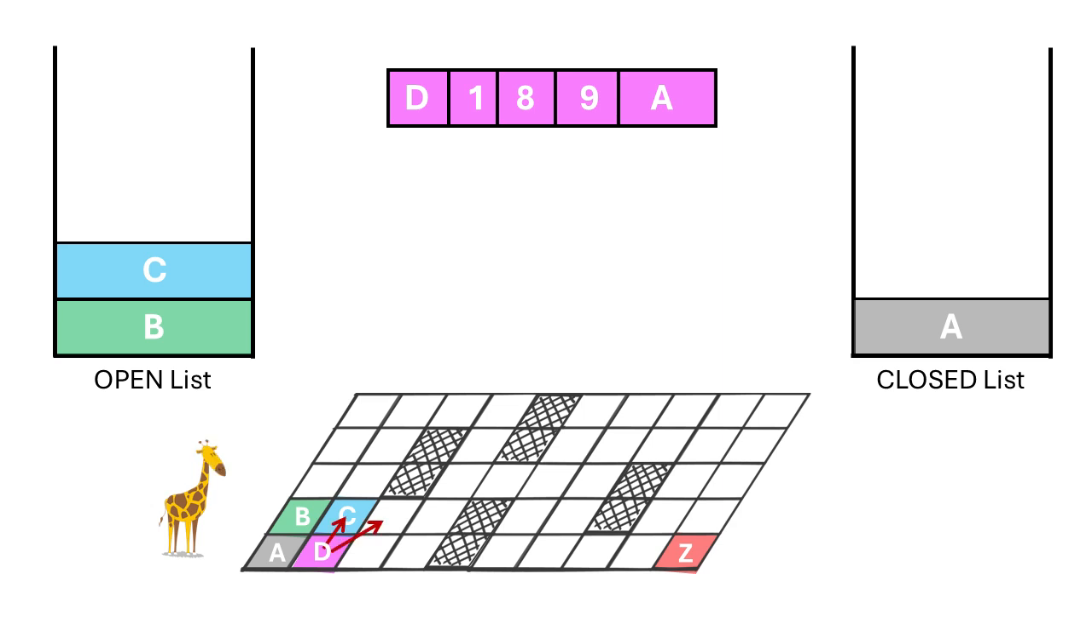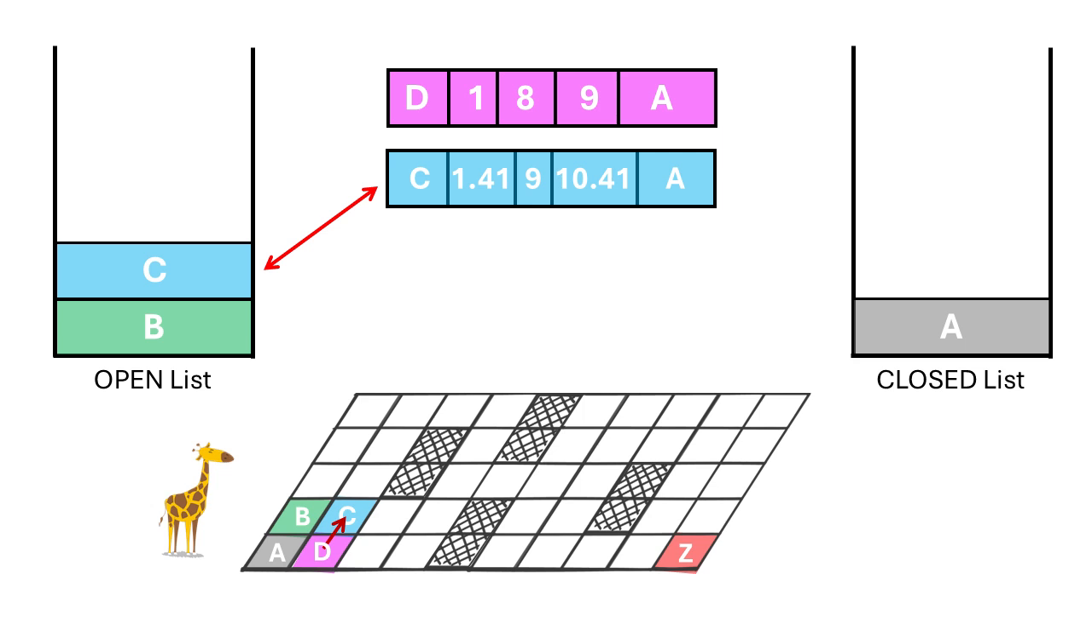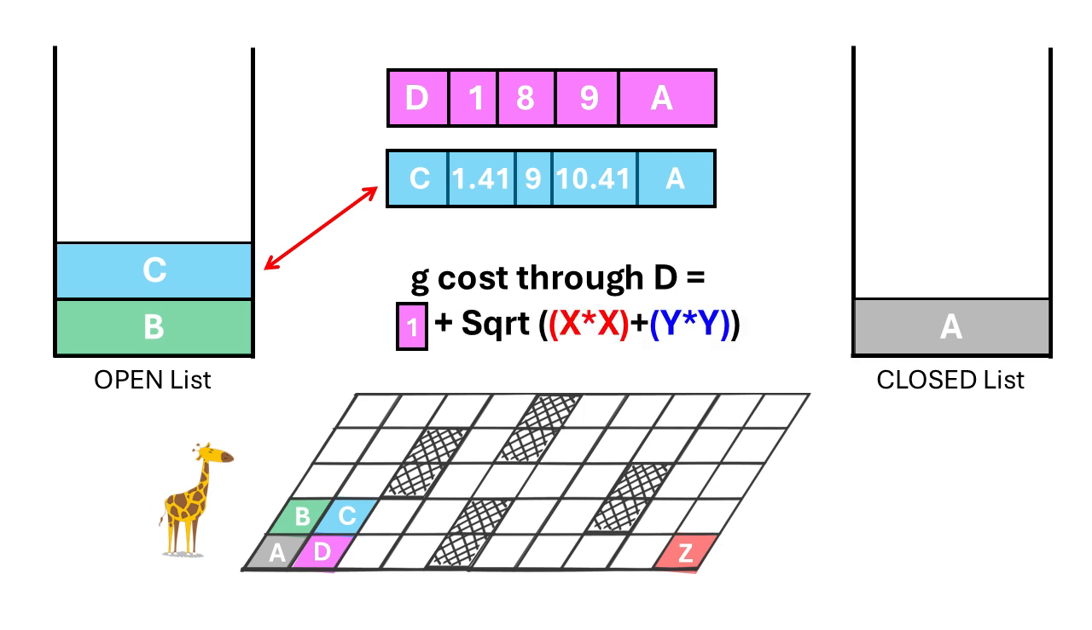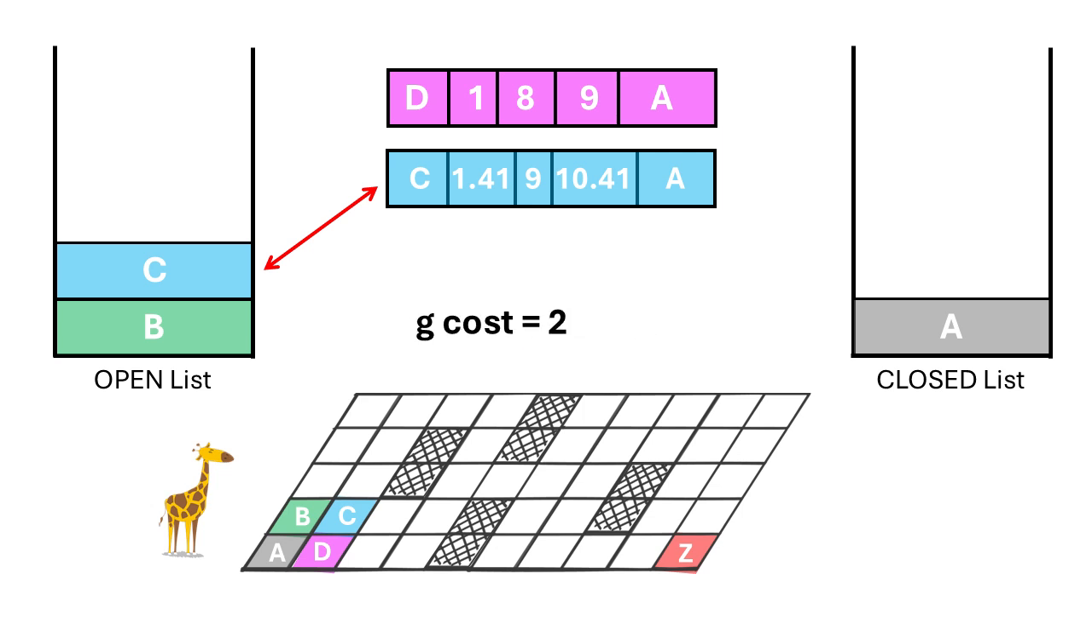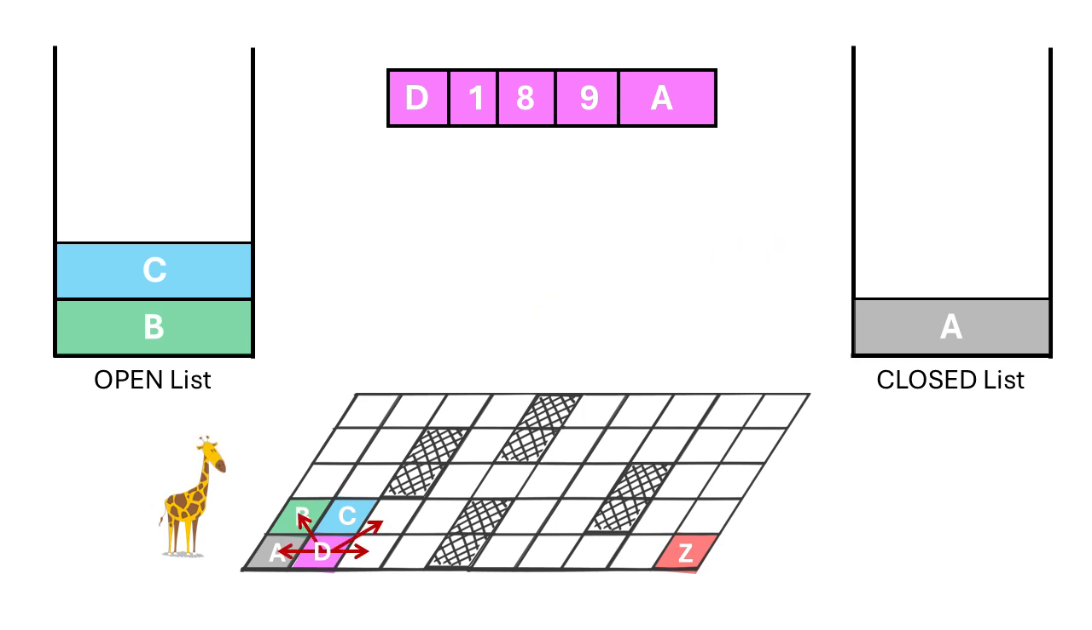Node D has 5 neighbours, some of which already exist. The first is node C, which is on the open list. We need to determine if it is cheaper to get to node C through node D than through its current parent. Well, the cost through node D is node D's g cost plus the Euclidean distance from node D to node C. As you can see, this results in a g cost of 2, which means it is more expensive to get to node C through node D than it is to get to node C from node A, so we can ignore this neighbour.